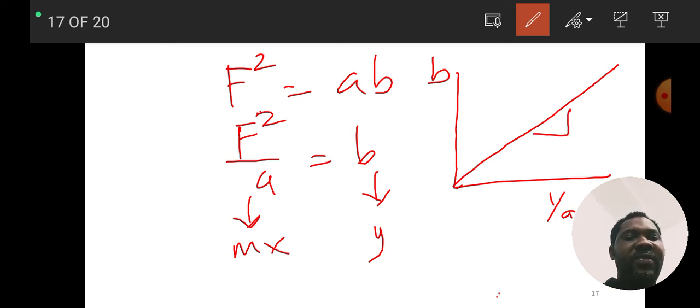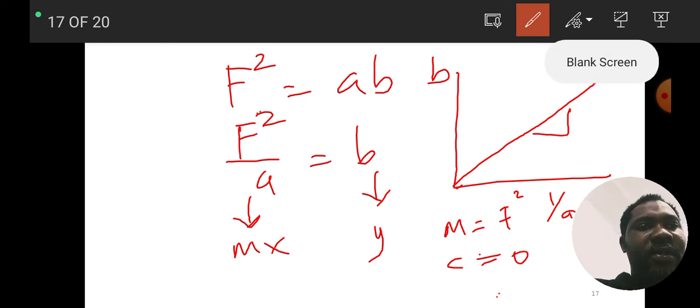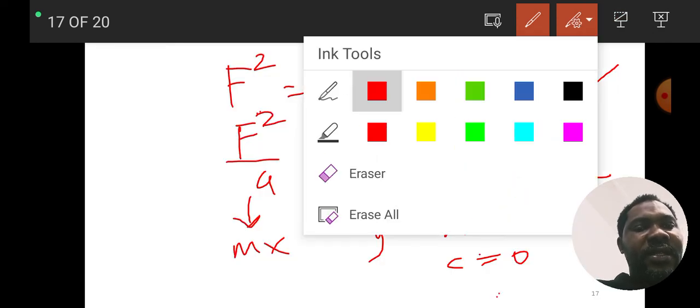And the slope of this graph m is equal to f squared. The slope of this graph is f squared, and like I said, the intercept is equal to 0. Why? Because there is no intercept here. So this is exactly what we have. Okay, so that leads us to the next one.